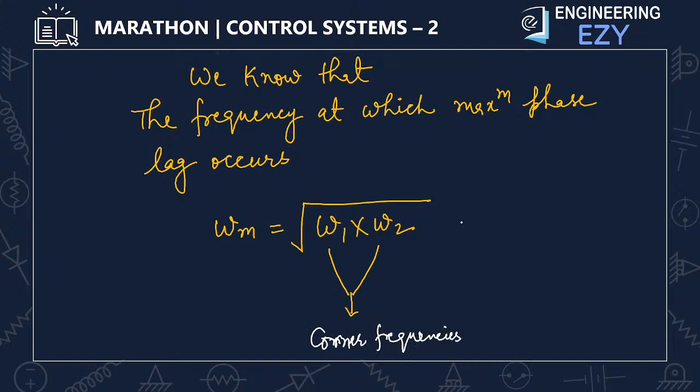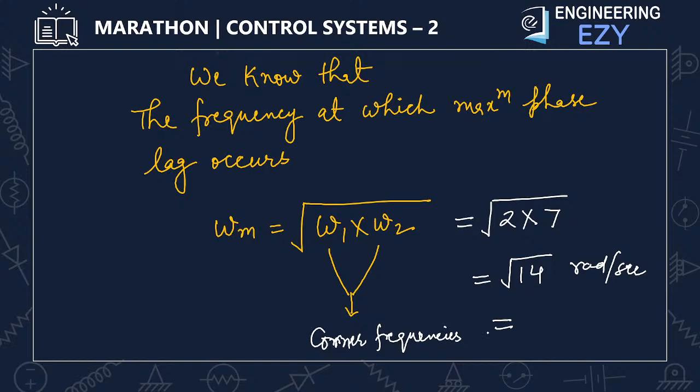I hope it is clear. So what are the corner frequencies? The first corner frequency is 2. The second corner frequency is 7. So the correct answer is square root of 14 radian per second. But in the NAT question, you have to give the answer in decimal. Square root of 14, if I solve, I get 3.74. So the correct answer of this question is 3.74 radian per second.